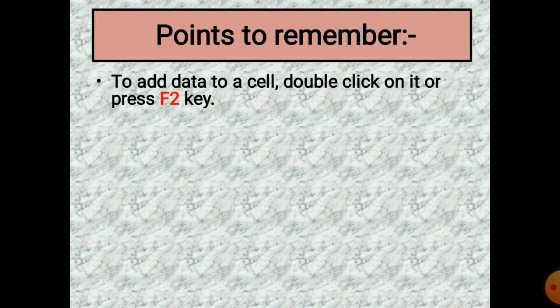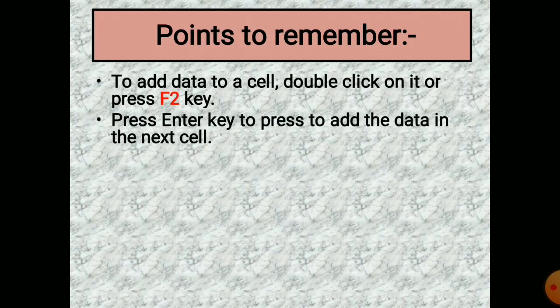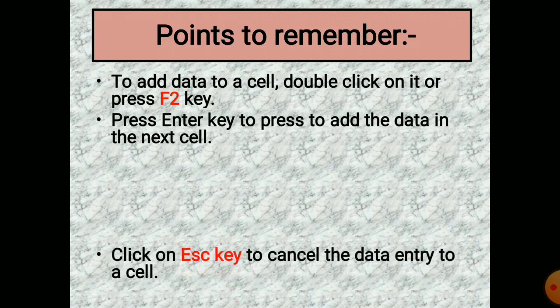Student, to add data to a cell, double click on it. You know that we have to double click, or you can press the F2 key, then also you are able to enter the data in a cell. Press the Enter key to add data in the next cell. If you have finished entering data in the first cell and want to enter data in the second cell, you have to press the Enter key. When you press the Enter key, you are able to enter data in the next cell.